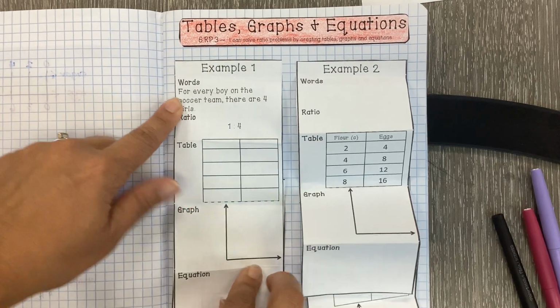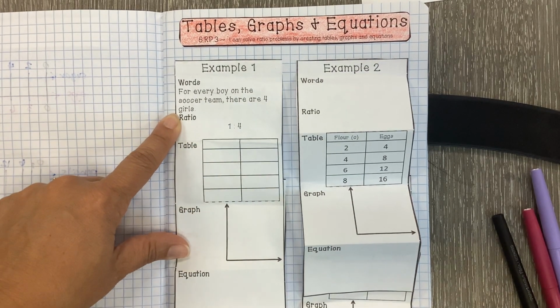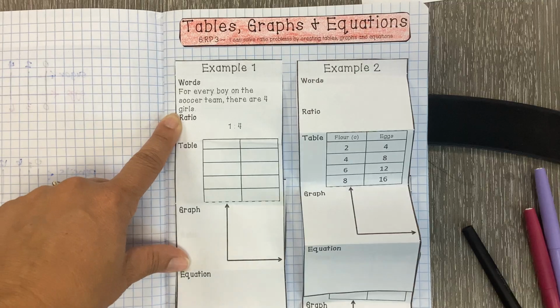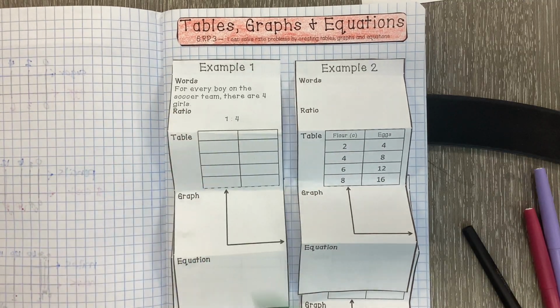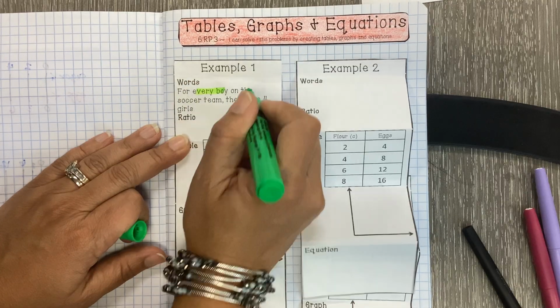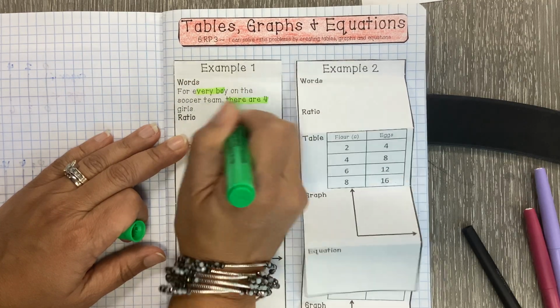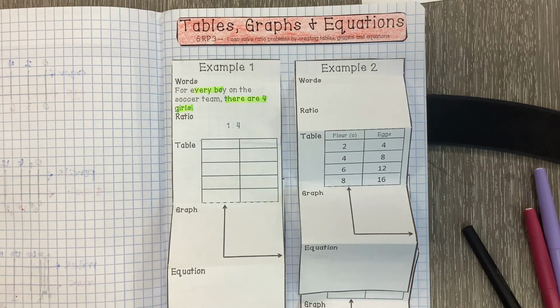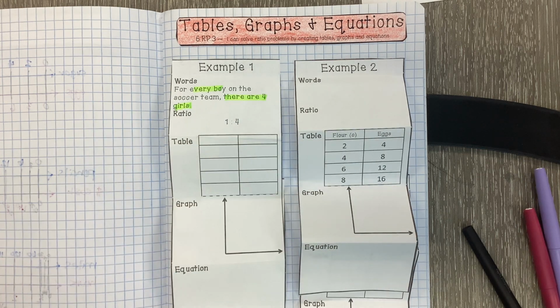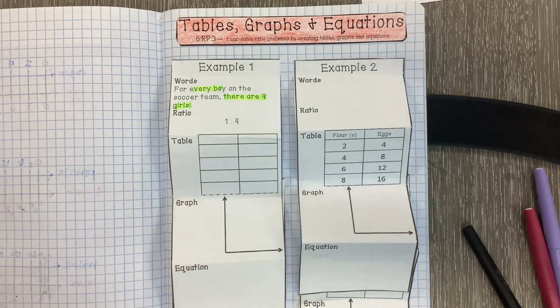For every boy on the soccer team, there are 4 girls. And so they have already a ratio here given for us, 1 to 4. And so again, for every boy, there are 4 girls. So that's again the boy to girl. And there are 2 other ways to write this. You can write it as a fraction or with the word "to." We have that in another set of notes, but we're gonna use their way, which has 1:4. And then we're gonna create a table from this.